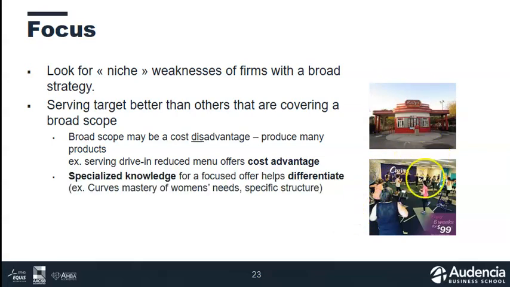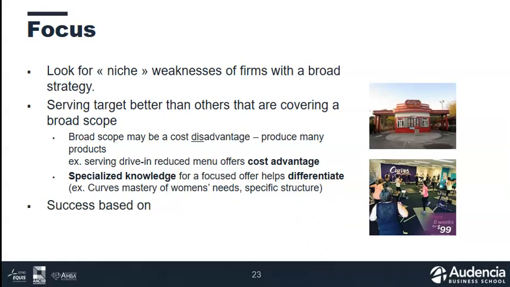We can also differentiate by serving a niche market. Here you've got an example of Curves. Curves is a women-only exercise facility. They're often in downtown areas, just like other exercise facilities, but they've got special machines, they've got special interiors. For example, there are no mirrors inside of a Curves women's-only exercise facility. They've designed specific exercise workouts for women. Everything is oriented towards women, and thus allows them to differentiate to that niche. They have specialized knowledge and mastery of their clientele, their client base.